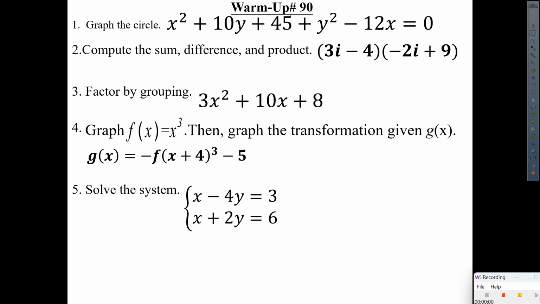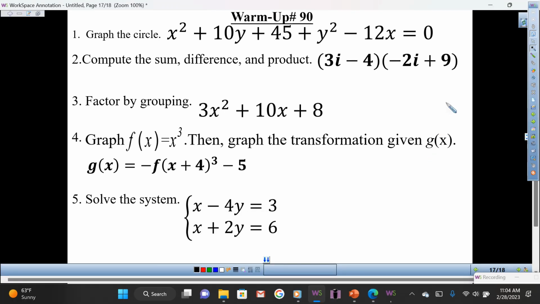Warm-up 90 is on the screen. See how you do with that. It shouldn't take you long. Copy and go, please. All right, check with the neighbor, see what they got for the warm-up so we can get this on the road.